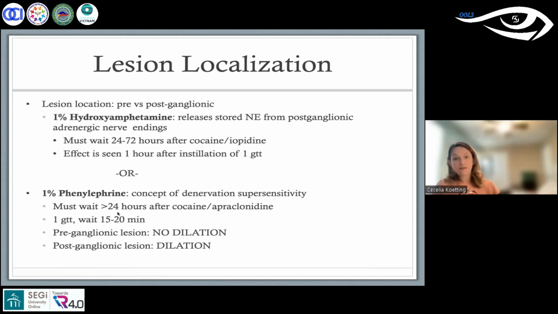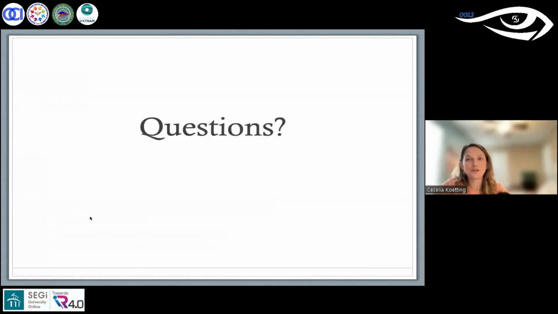Other than that, guess what? Most people aren't going to do this direction. They're just going to send them out for testing because it actually is a little bit quicker, and often we don't have any of those drops in our office. But if you so choose, you can absolutely try to locate your lesion. And those are our top 5. What questions do you all have?